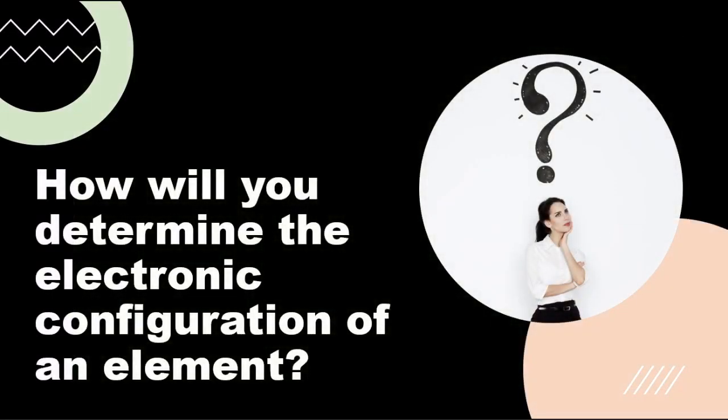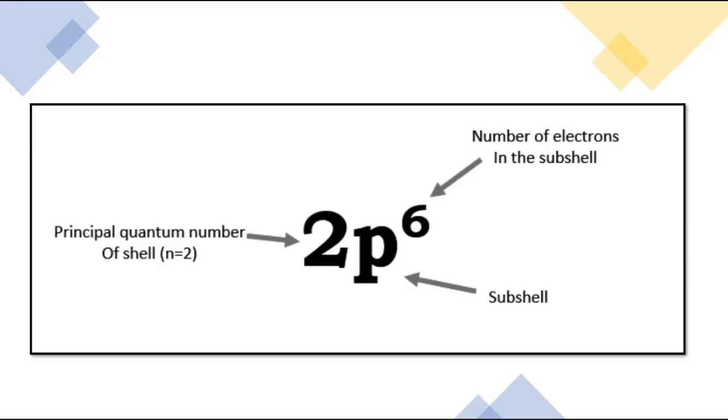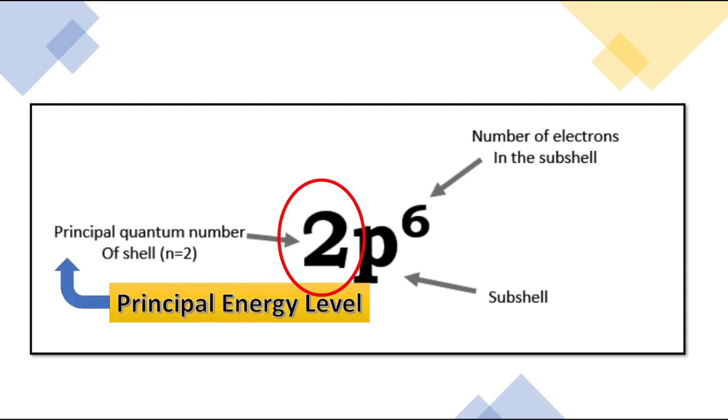Alright class, I have a question for you. How will you determine the electronic configuration of an element? But before I answer that, let us have a sample electronic configuration. Take a look at this example. As you can see on this example, number 2 represents the principal quantum number of shell or the principal energy level. But what is principal energy level? Take a look at this element.